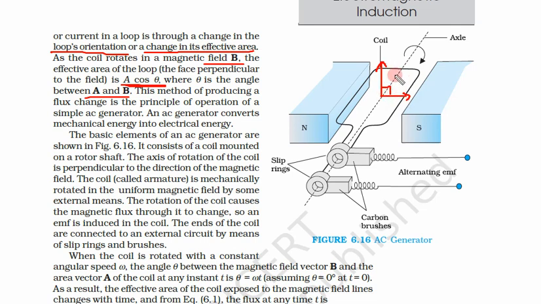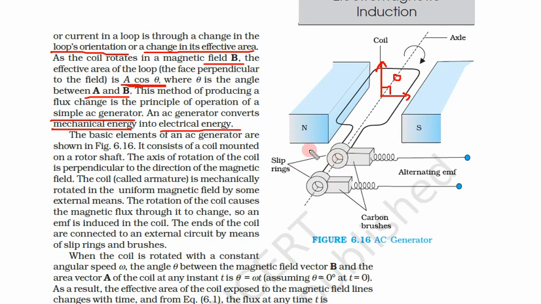Right now cos 90 means 0. That means the effective area is 0. That means no magnetic field lines are crossing this area. Now this method of producing flux change is the principle of operation of a simple AC generator. So we are using this same simple technique in producing AC current. An AC generator converts mechanical energy into electrical energy. So what we are doing here is converting mechanical energy into electrical energy.